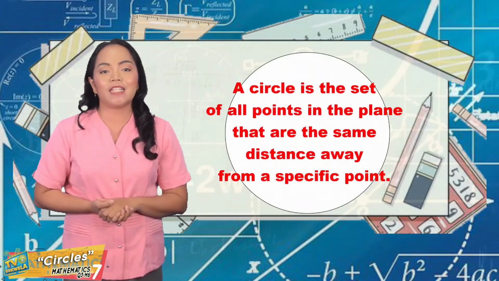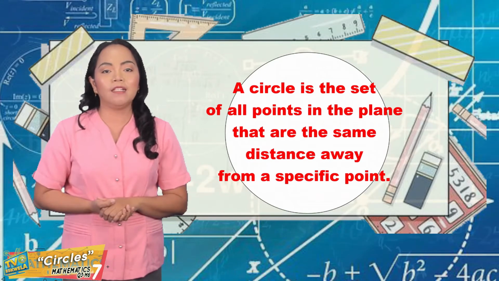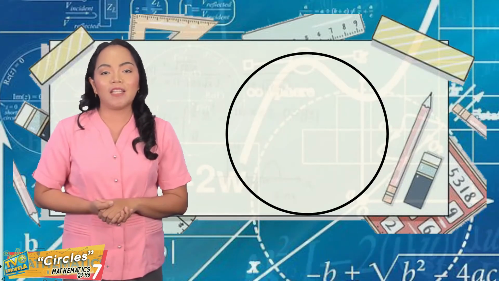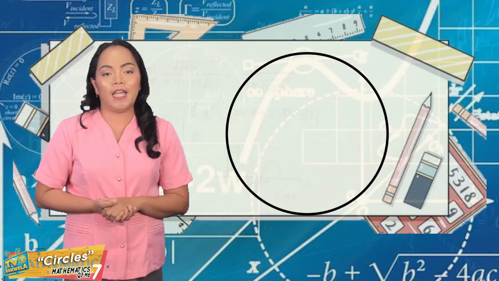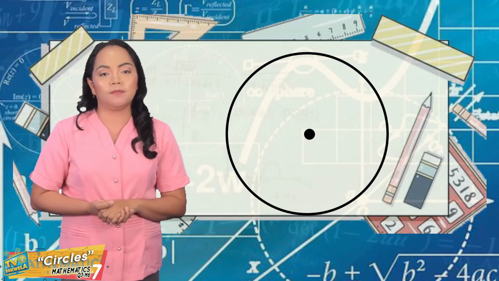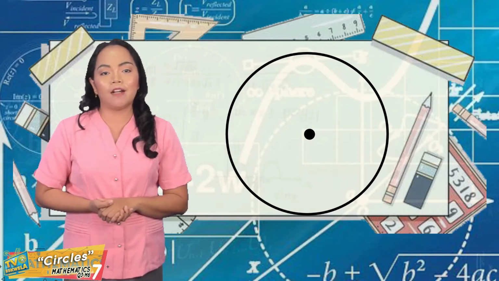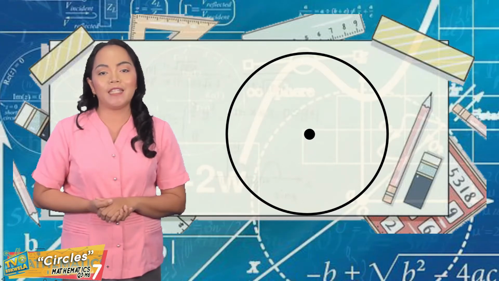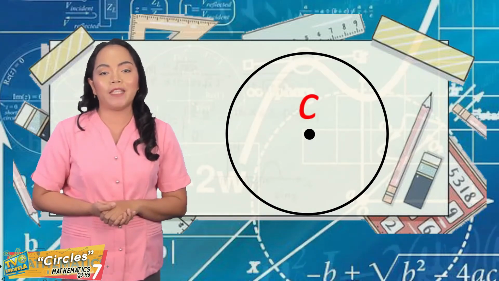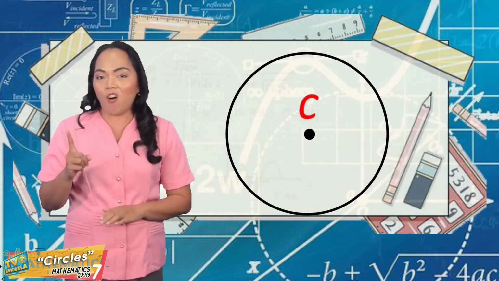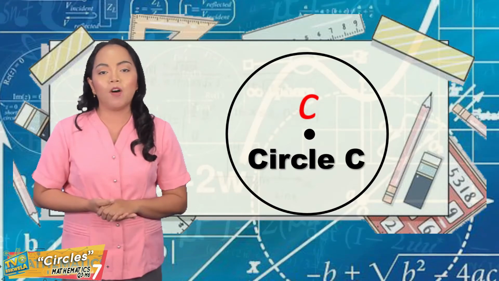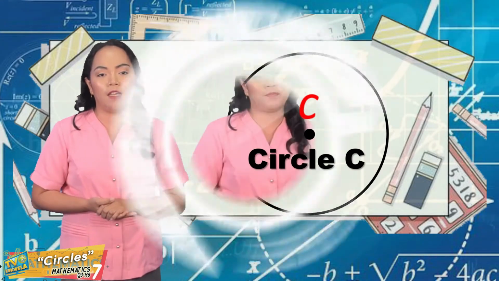A circle is the set of all points in the plane that are the same distance away from a specific point. A circle is named after its center. Try to look at this illustration. Based on the diagram, we can name the circle by its center, and the point located at the center of the circle is point C. Therefore, the circle above is named as circle C. In symbol, it is written as circle C.